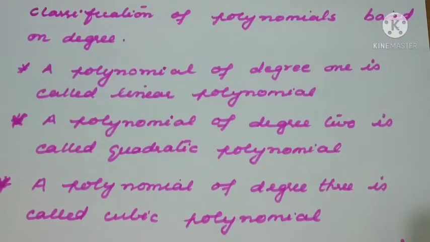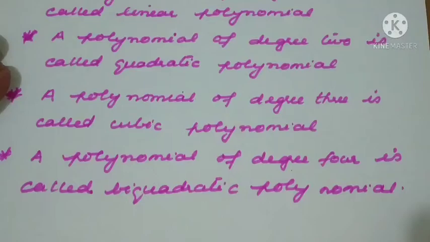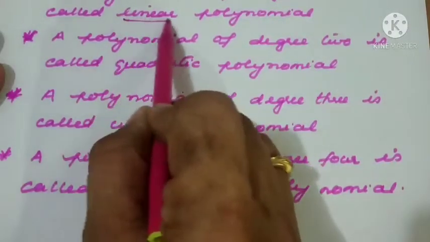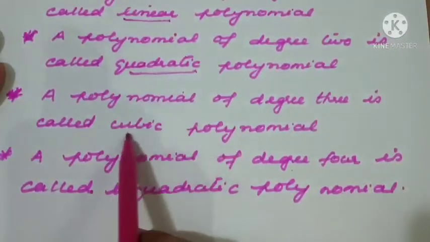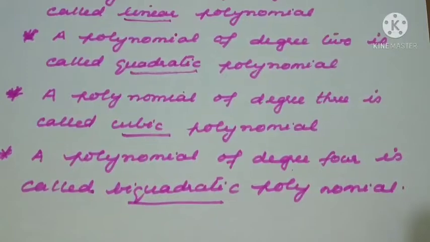A polynomial of degree 2 is called a quadratic, a polynomial of degree 3 is called a cubic, and also a polynomial of degree 4 is called a biquadratic polynomial. So the names you must be very careful: linear, quadratic, cubic, and biquadratic. Further, we may have polynomials of different degrees, like a polynomial of degree 5, a polynomial of degree 6, like that only.